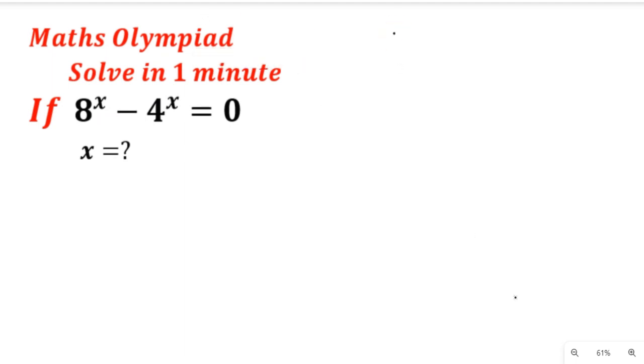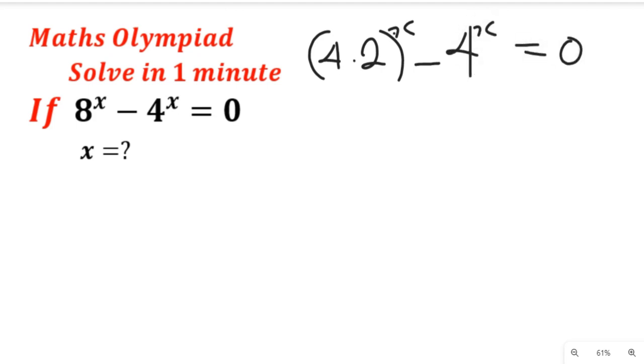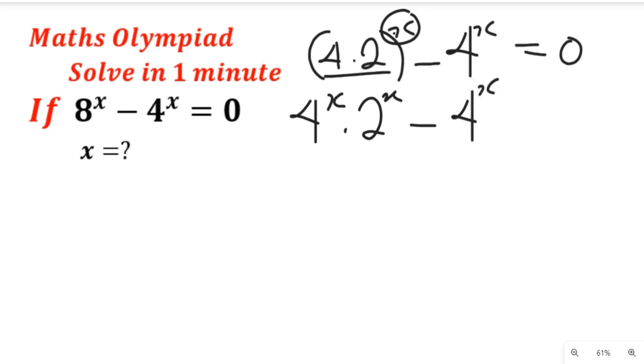In the first solution, we are going to find the factor of 8, and 8 is 4 multiplied by 2, all to the power of x, minus 4 to the power of x equal to 0. Now, according to indices, this power is for these two values. So this will be 4 to the power of x multiplied by 2 to the power of x, minus 4 to the power of x. Both will be equal to 0.